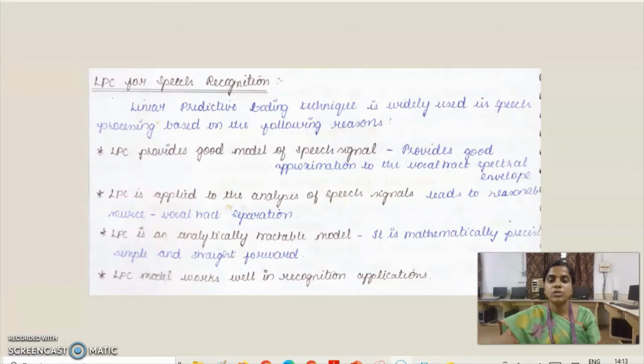LPC is very much used in the analysis of speech signals because it is helpful in vocal tract separation. And it is a tractable model because it can be analytically written down as a specific set of mathematical equations, differentiation, and concluded as a matrix as well. So LPC is an analytically tractable model. LPC works very well in speech recognition applications and also speaker verification applications because it is helpful enough to differentiate the vocal tract envelope of one person from another person.